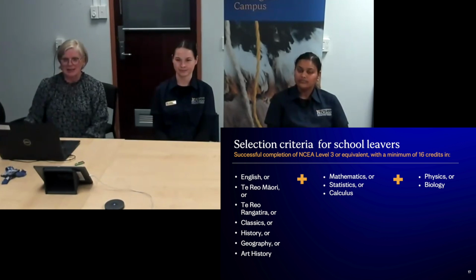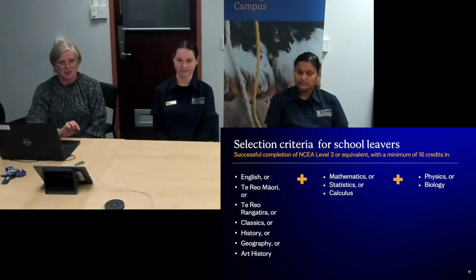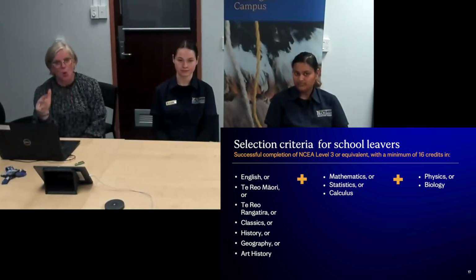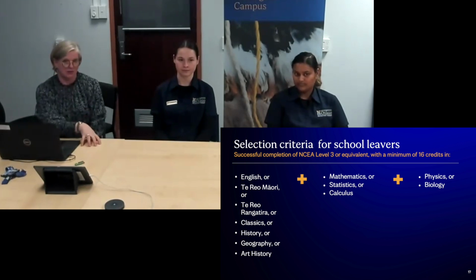So we no longer need, ignore the bits where it says English, we no longer need English as a priority subject. You do still need to be taking maths, stats or calculus, and physics or bio at level 3, and you need to achieve a minimum of 14 credits in those subjects. So maths and physics or bio, 14 credits in each, as well as your literacy and your numeracy credits to gain university entrance.